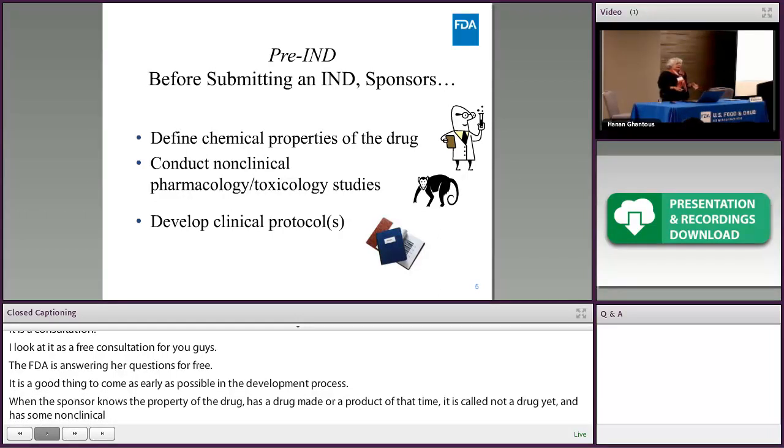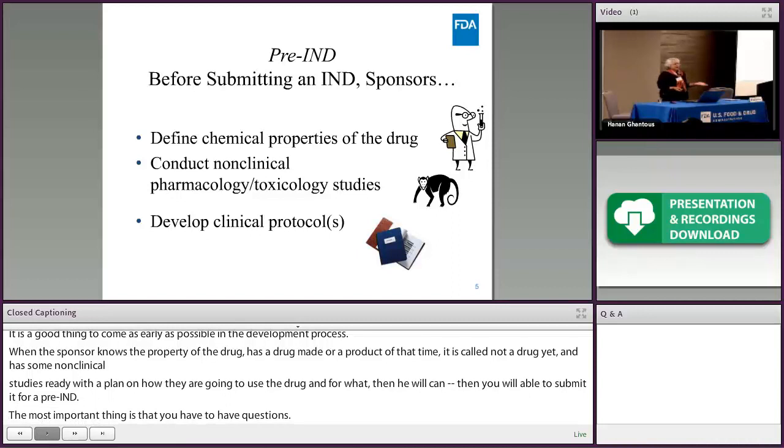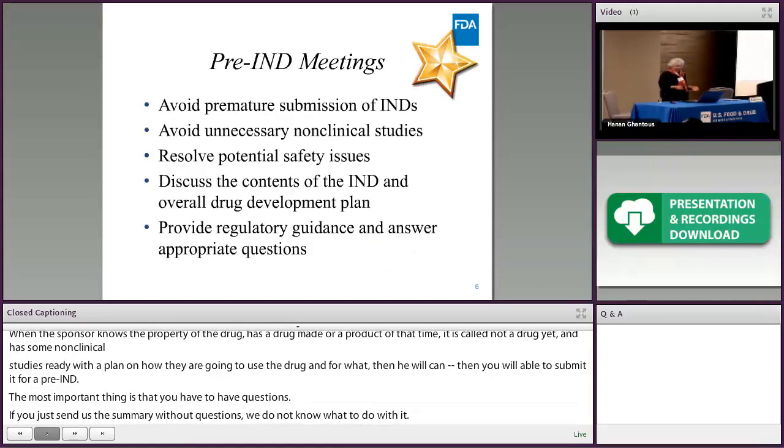And the most important thing is that you have to put questions. If you just send us the summary without questions, we don't know what to do with it. We cannot answer you. So make sure you have questions. Some sponsors have 3 questions, some have 20 questions. It's okay. And then these are the advantages of the pre-INDs.